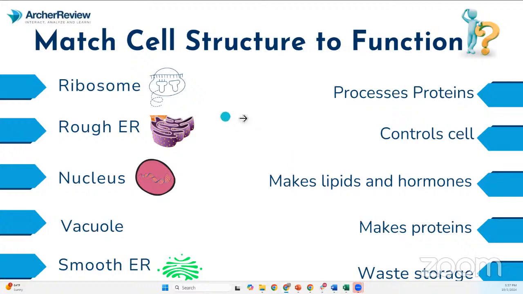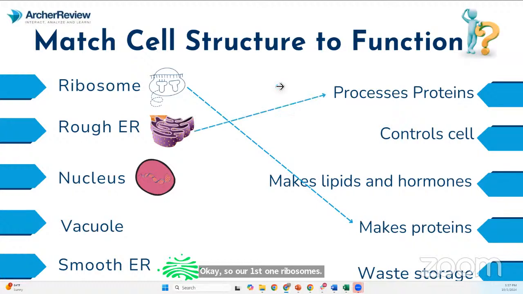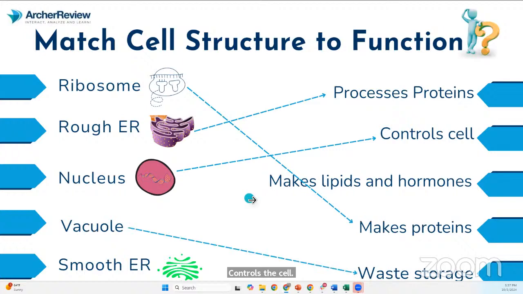Okay, so our first one, ribosomes make proteins. Our second one, rough ER, process proteins. Our third one, nucleus, controls the cell. Our fourth one, vacuole, waste storage. And our final one, smooth ER, makes lipids and hormones. I see the lag on the screen, I'll let those get caught up and then we'll move to our next one.